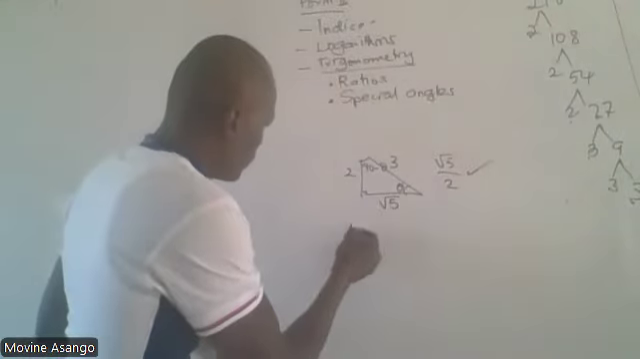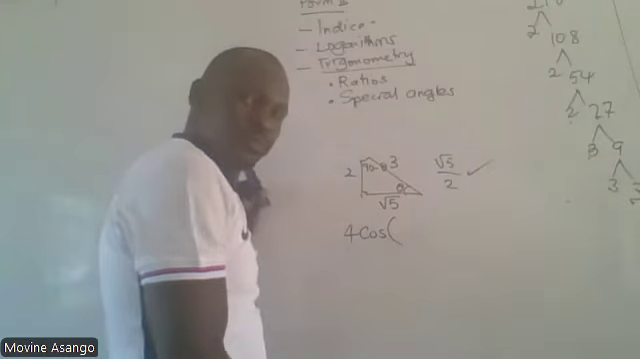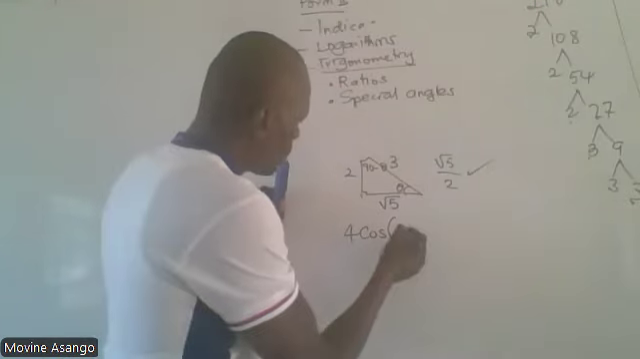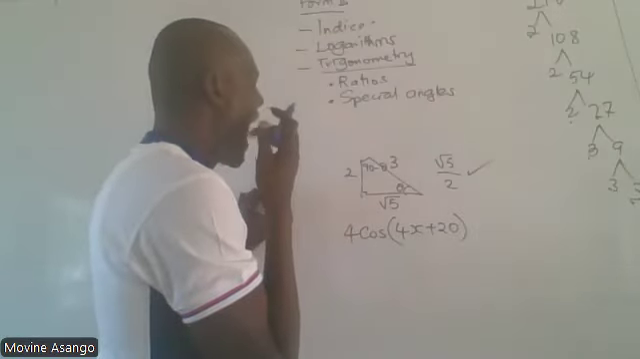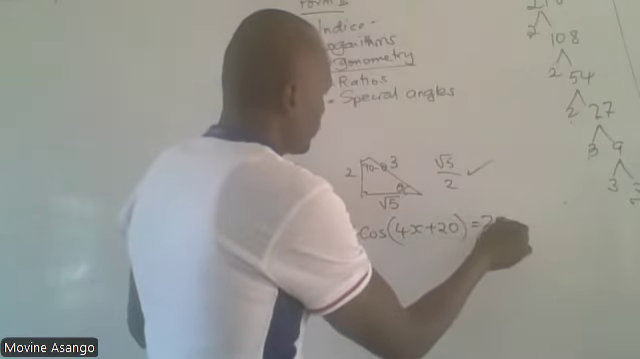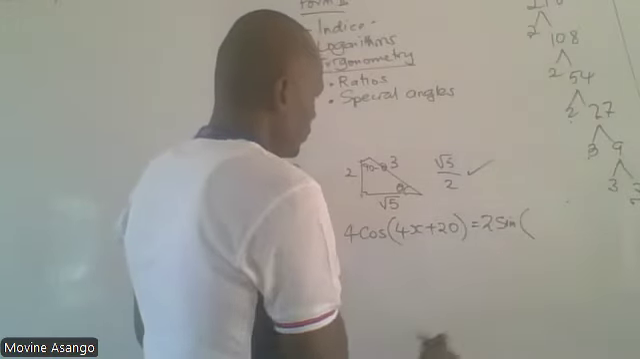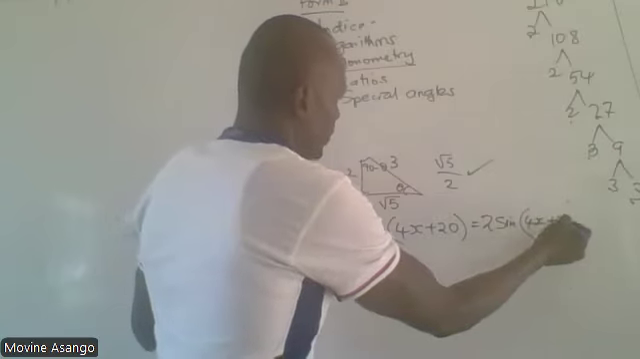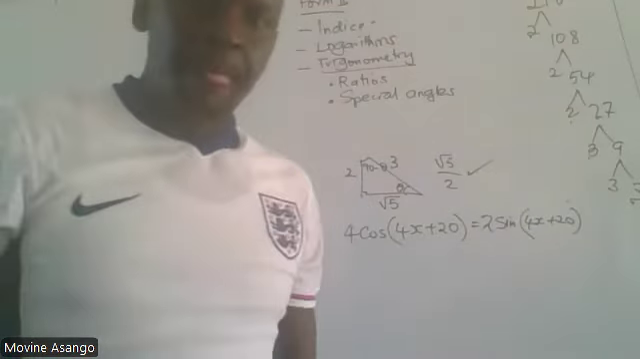Solve the question: cos of (4x plus 20) is equal to 2 sine of (4x plus 20), to one decimal place.